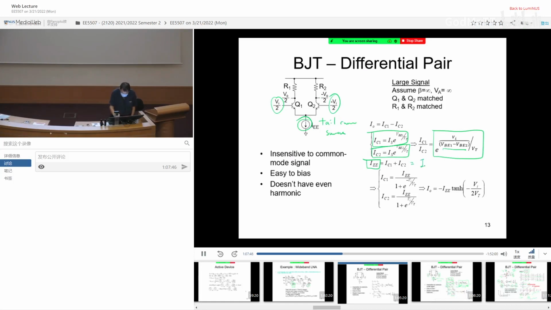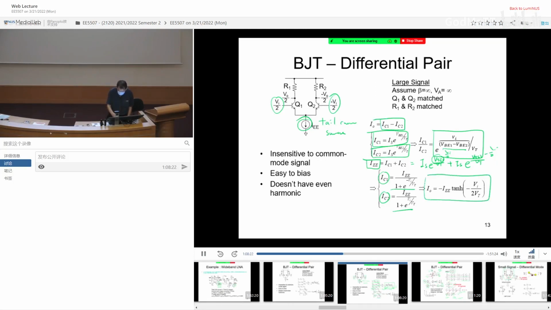After some algebra manipulation, it's actually quite straightforward. If you do this as IS exponential VBE1 over VT plus IS exponential VBE2 over VT, that equals IEE. Then you consider this one as half VI, and this one as negative half VI. Doing some algebra manipulation, you end up with IC1 given by this, IC2 given by this. And the output current, since it's given as the subtraction between IC1 and IC2, you end up with this hyperbolic tangent function for the differential pair.